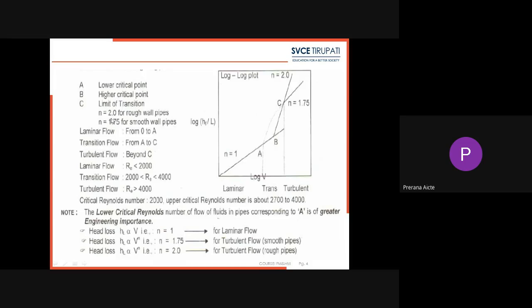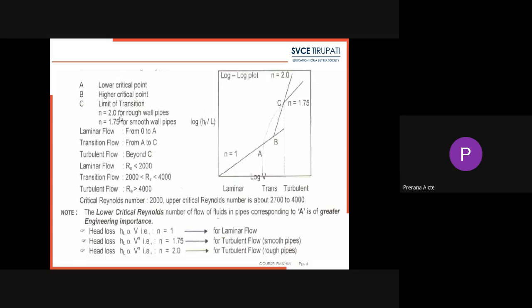So we can say that n equals 2 usually for rough wall pipes and n equals 1.75 for smooth wall pipes. If the flow varies from 0 to A, then it is laminar flow. If it varies from A to C, then it is transition flow. If the flow is beyond C on the graph, then it is turbulent flow. So like that, we can find out the different types of flows by using this graph.